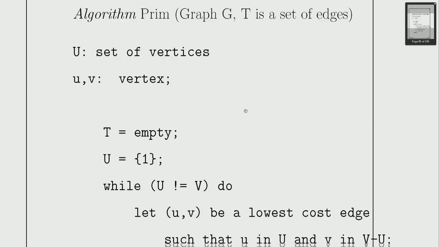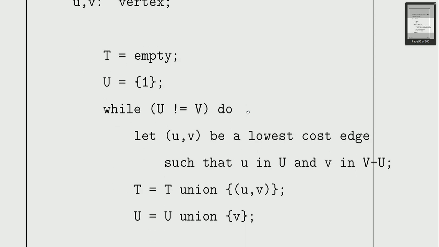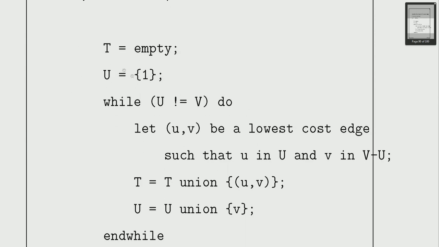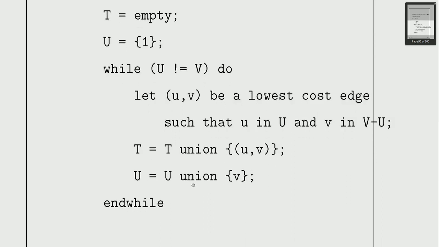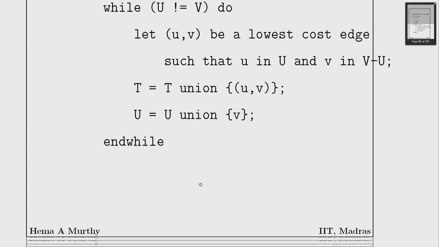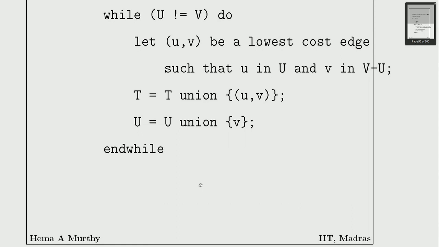So, you start off with an empty tree. Let me recap this algorithm for you. You start with a source vertex, it does not matter which, without loss of generality. You have taken 1 to be the starting vertex, and then until all the vertices in the graph are included in the source vertex list, you keep choosing the lowest cost edge such that one vertex is in the U list and the other vertex is in the V minus U list, and then you include that edge into the tree. Keep repeating this process, and that gives you the minimum cost spanning tree.